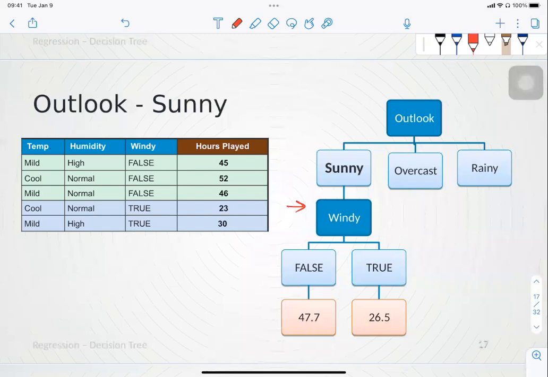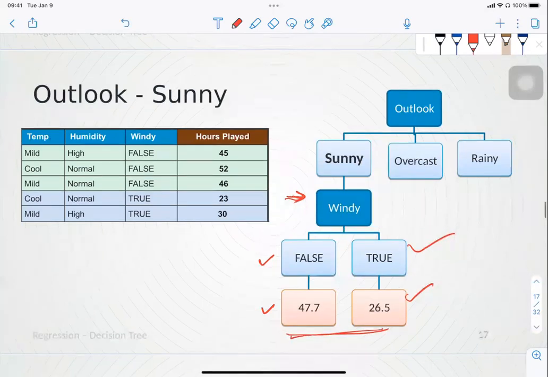Here is the split. As you can see, we have split it with windy, and there are only two values, true and false, and here are the values 47 and 26.5. We cannot further divide the decision tree because this is the last node in sunny, and we do not have any further nodes on which we can split. Hence, this becomes our leaf node.